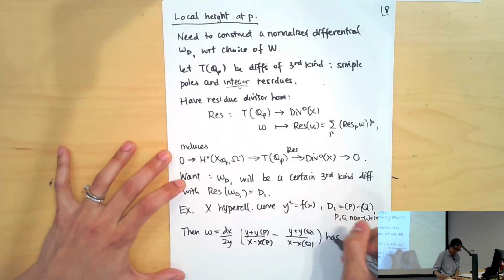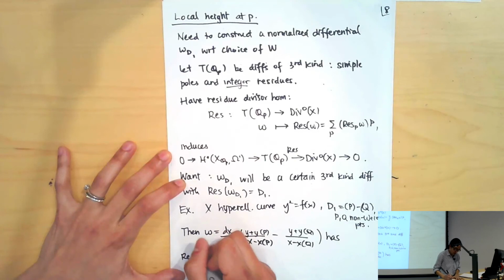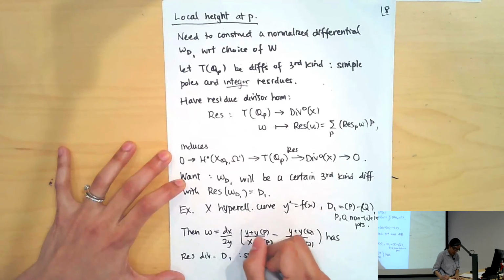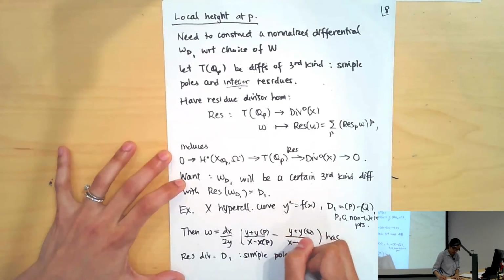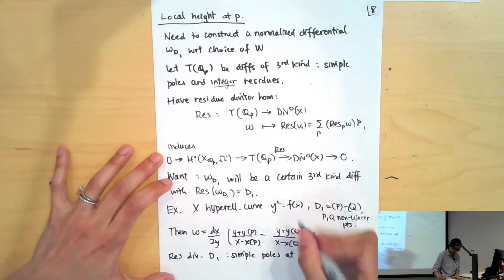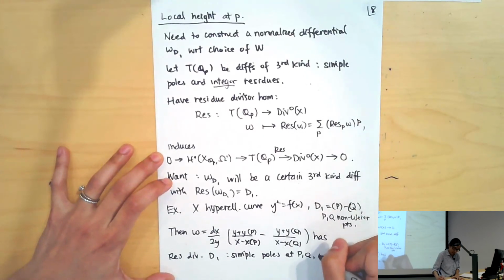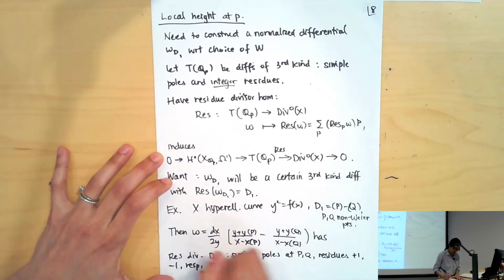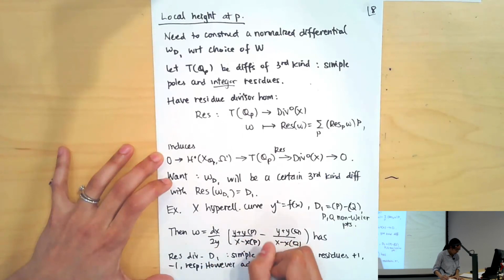So this has residue divisor d1. So in other words, simple poles at p and q, and residues +1 and -1 respectively, and no other poles. But you can see that we can add to omega any regular one form and still get d1. So this is a bit of a problem. We want to fix a particular one form.